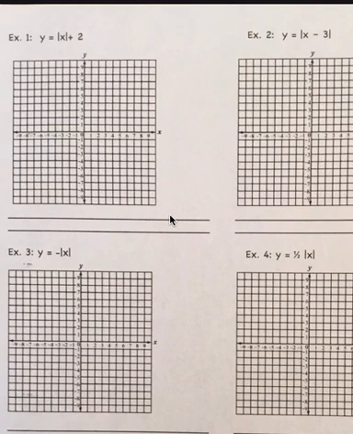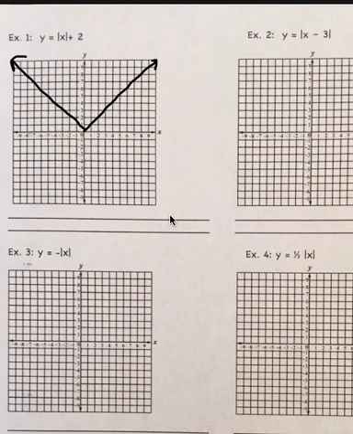So this first one is y equals absolute value of x plus 2. So I'm going to draw the parent function first. That's just the regular function, and it has a slope of 1. It's always going to be v-shaped. So it's going to be a slope of 1 in each direction, and hopefully that looks close enough for you.